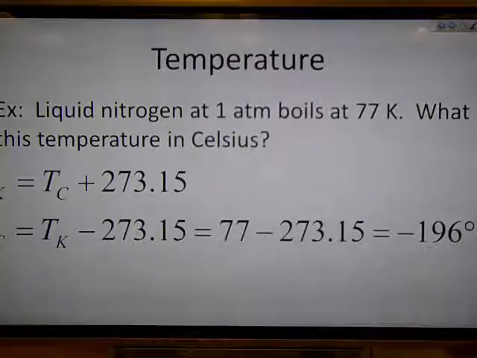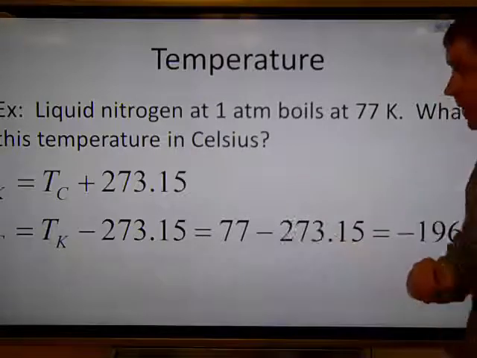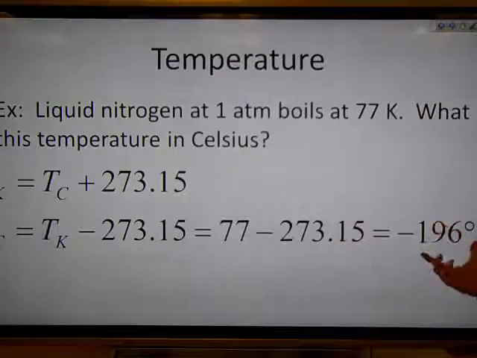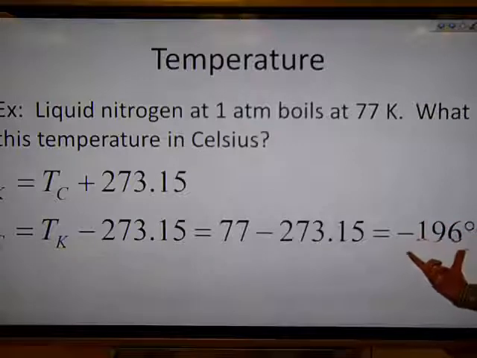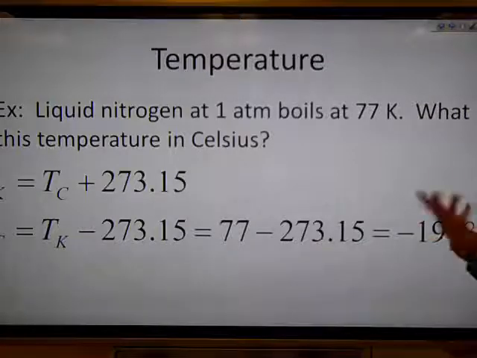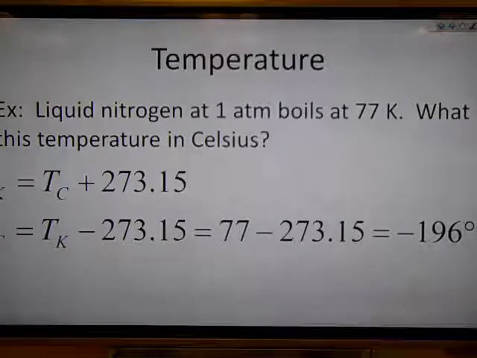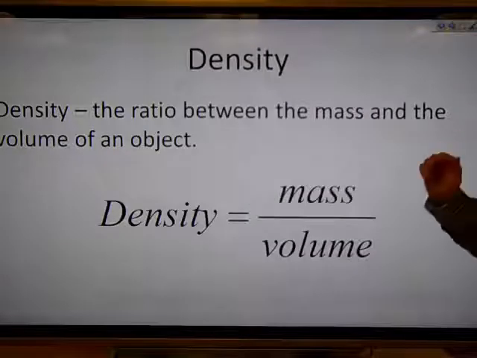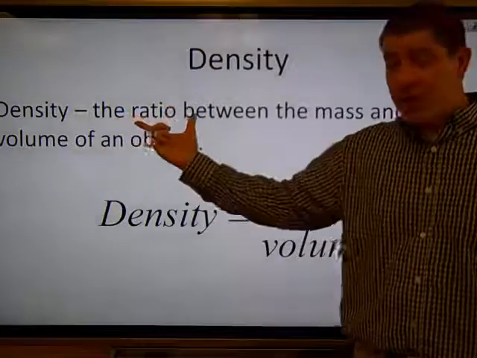Now, of course, if we wish to, we could convert from degrees Celsius to degrees Fahrenheit, and that's an even larger negative number, but of course the temperature is the same. And we're just calling it a larger negative number in Fahrenheit because the size of a degree is different. That's really cool. So now let's look at density.